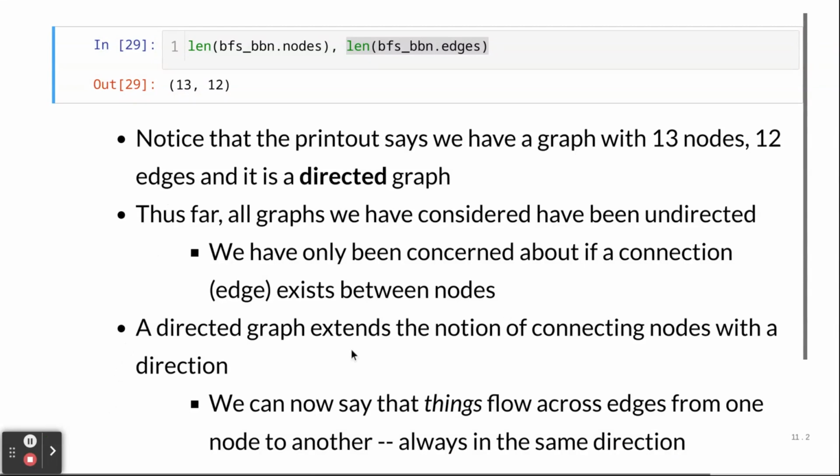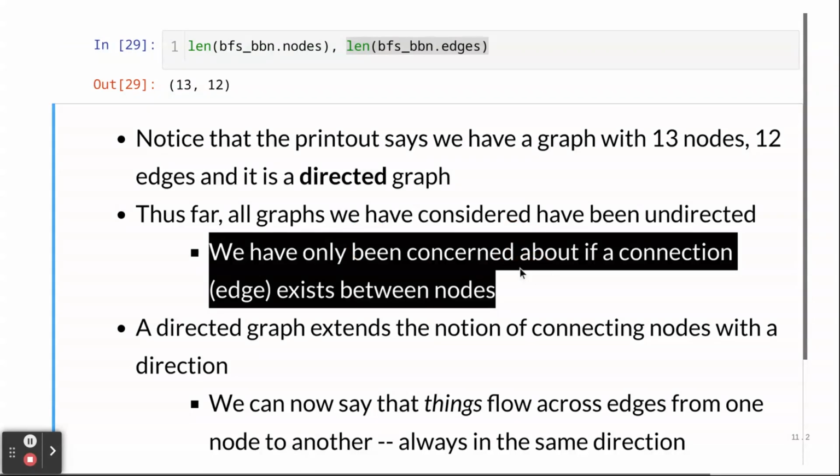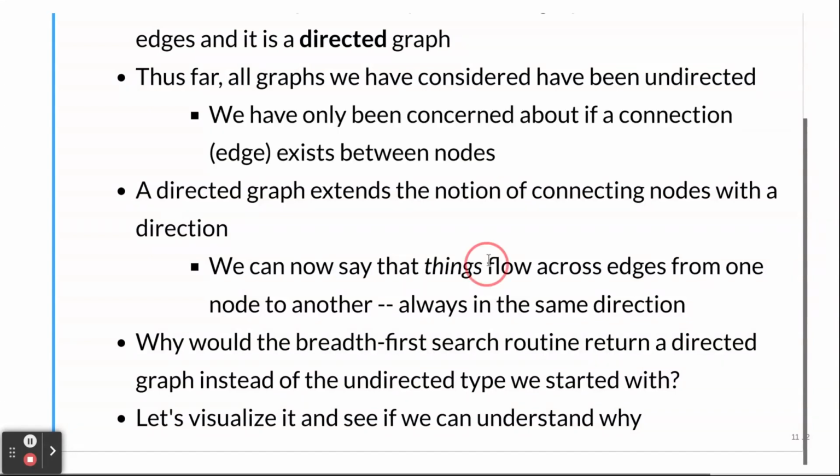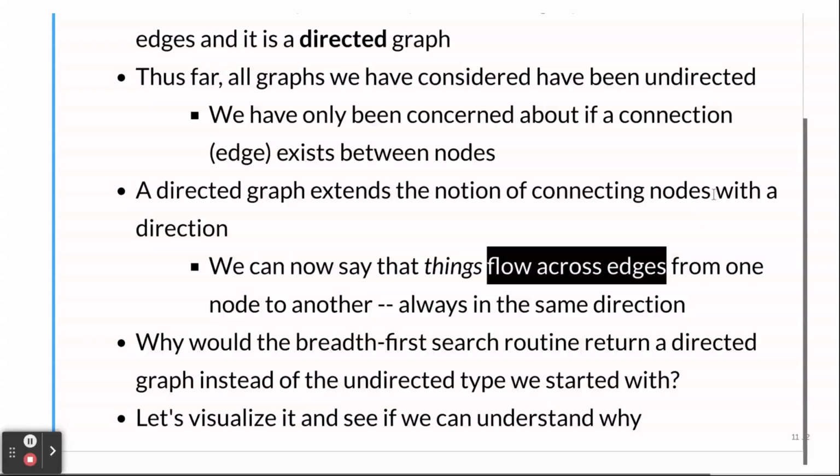So far as we've been talking about the ARPANET, we were considering an undirected graph where all that was relevant for us to represent was whether or not 2 nodes were connected. Now the directed graph takes one step further, and not only do we consider are 2 nodes connected via an edge, but we want to understand the direction of that connection. We can now be a bit more precise and say that things, whatever the domain is for our network, flow across from one node to another, across an edge in a specific direction.